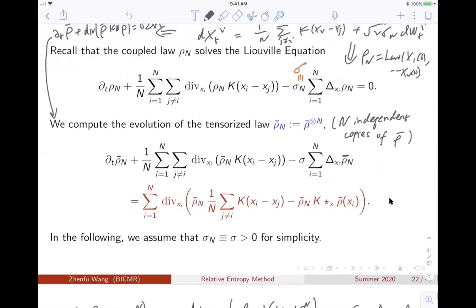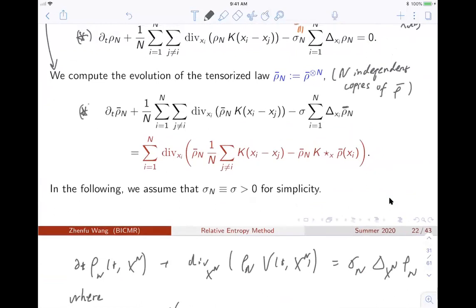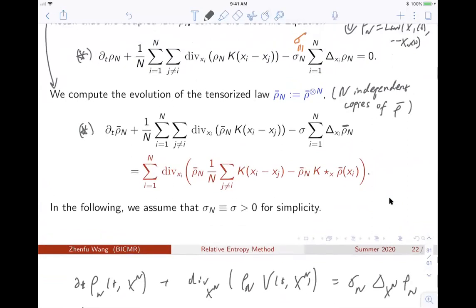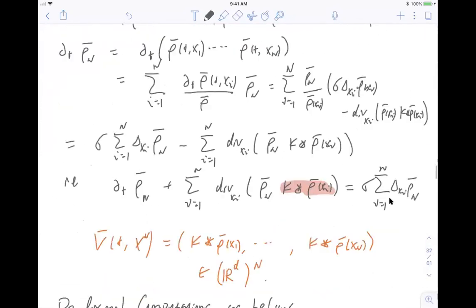Okay, so basically we compare two systems. The first one is the Liouville equation. The second one is not the Liouville equation, it's a modified Liouville equation. It's the evolution equation satisfied by rho n bar, so basically just the n copies of the limit. And we want to compare rho n and rho n bar.